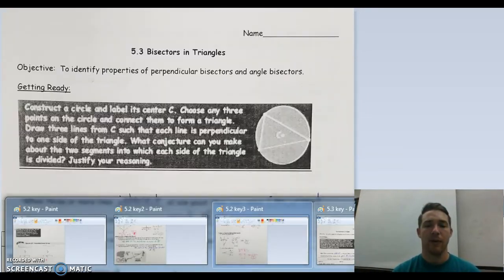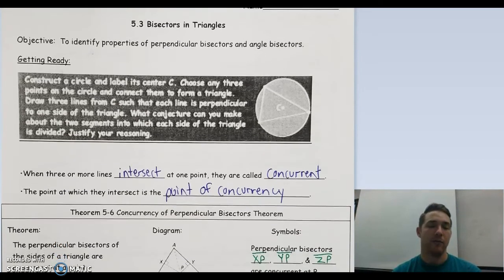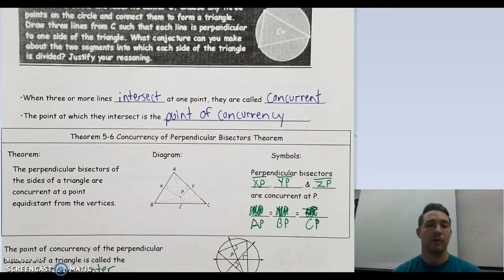So let's also start 5-3. You might not get all the way through it, but at least we can start looking at bisectors in our triangles. There's a few different ways we could have bisectors, and the first one is looking at, well actually, before we even get into a bisector, let's define some terms.